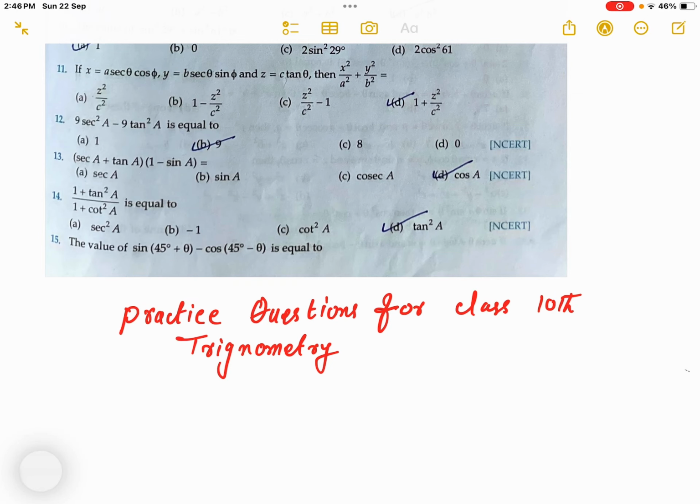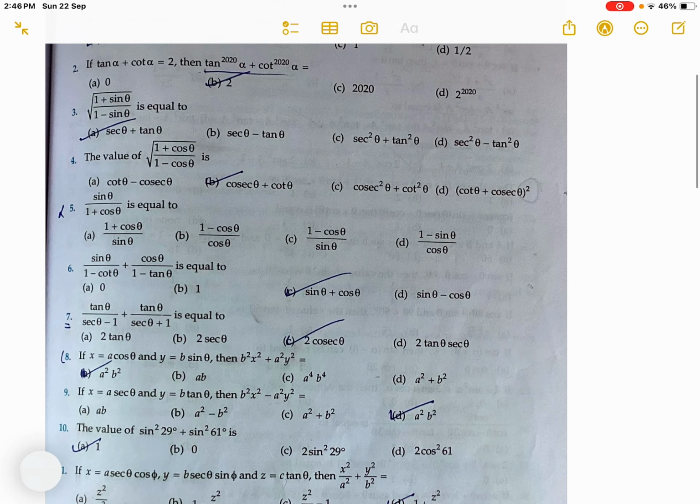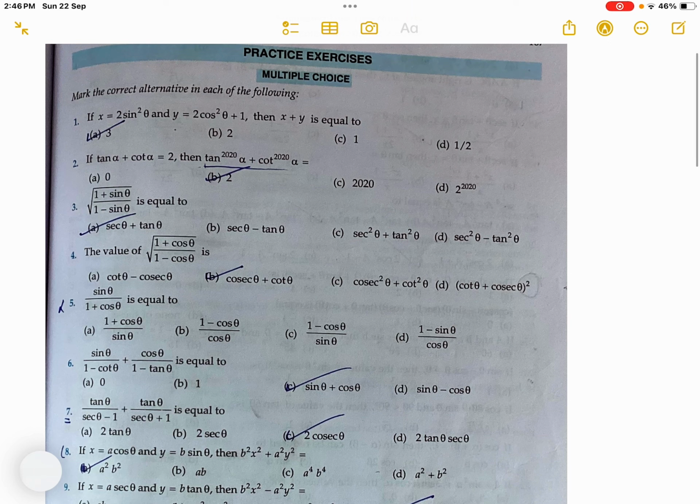So, my dear students, today we are going to solve some important questions regarding trigonometry, MCQ type. I hope that you will watch the video carefully, and after solving the questions, you are supposed to solve the questions yourself one more time. Okay. So our first question goes like this.